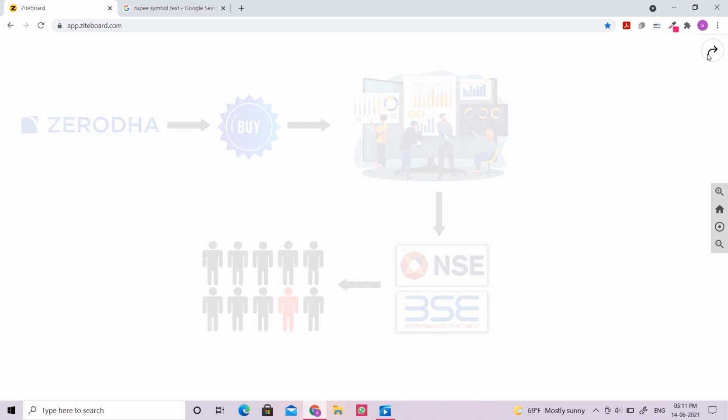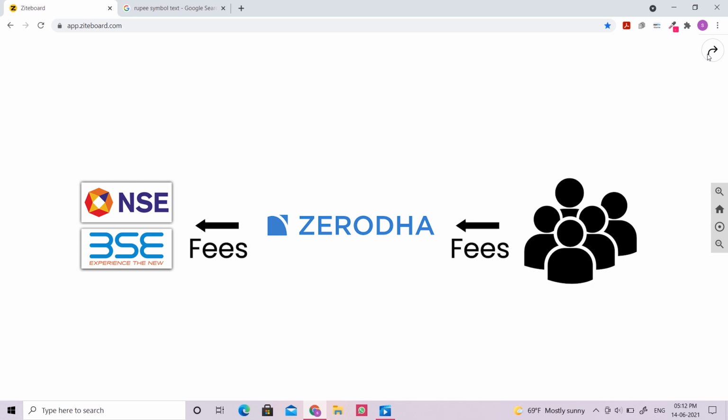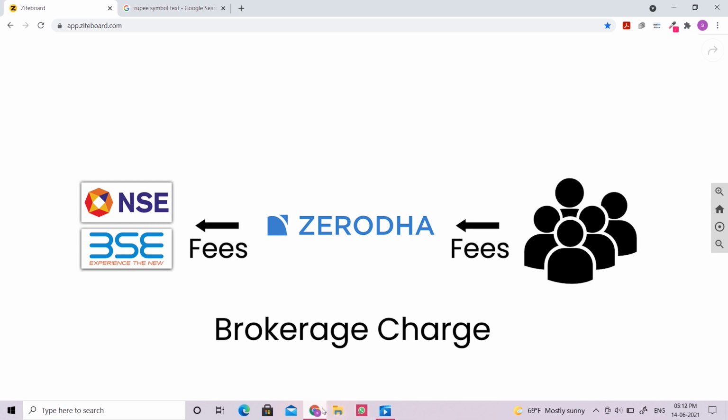Okay, so now you might be wondering, how does NSE, BSE or your broker, like for this example, we have taken Zerodha as our broker, make money? So it's simple. NSE will take a small fee from Zerodha, and Zerodha in return will take a small fee from us. So this is called brokerage charge. That's the charge which we pay once the buy order or a sell order is executed.